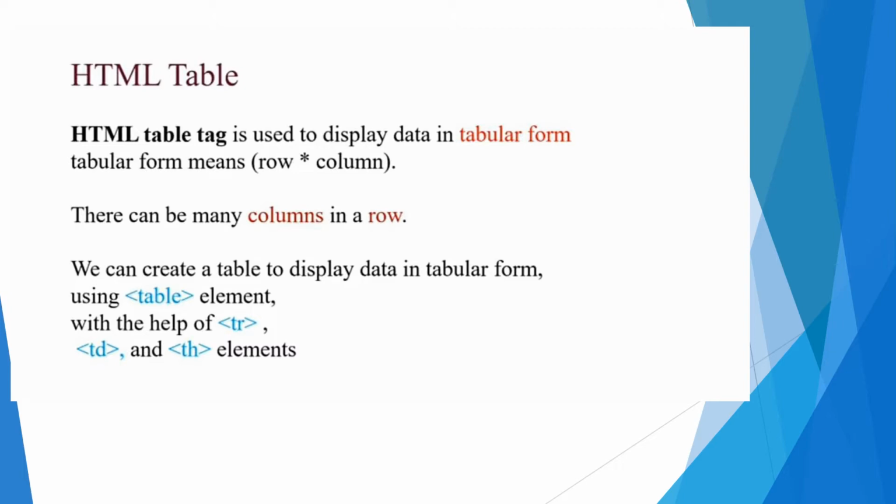HTML table. The HTML table tag is used to display data in tabular form, meaning rows and columns. For creating a table in an HTML document, the table tag is used. A table is data represented in the form of rows and columns. There are many columns in a row. We all know that a row contains many columns. We can create a table to display data in tabular form.